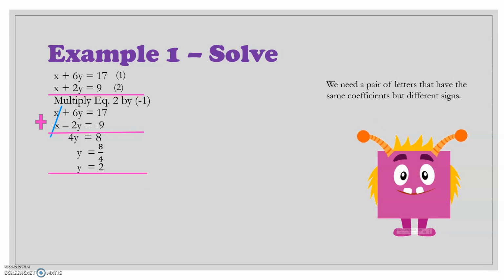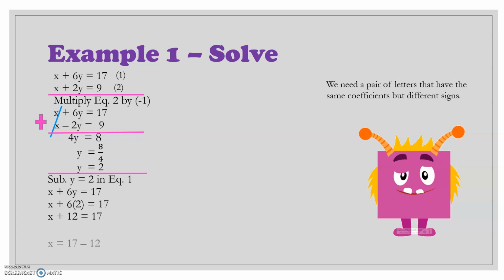Now I'm always writing steps to guide myself through this process. So I'm going to write the next step. Substitute y equals 2 in equation 1. So I'm going to bring back equation 1, of course. x plus 6y equals 17. I know 6y means 6 times y, so it really should be rewritten as x plus 6 times 2 equals 17. x plus 12 equals 17. x equals 17 minus 12. x is equal to 5.